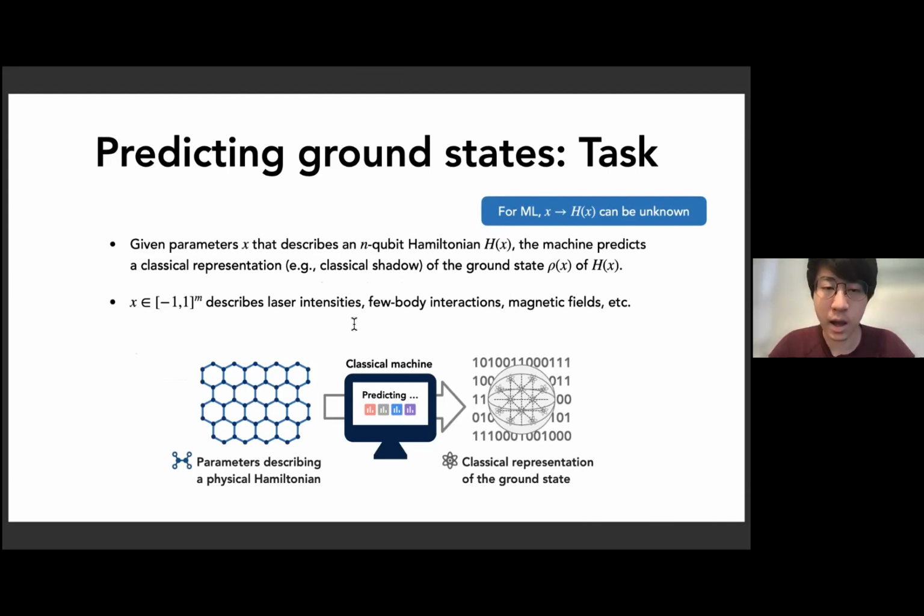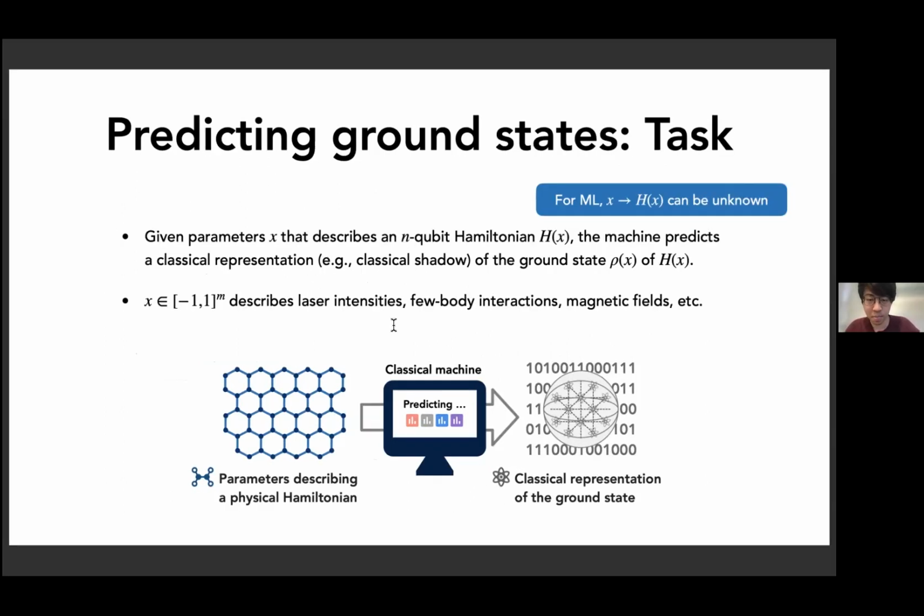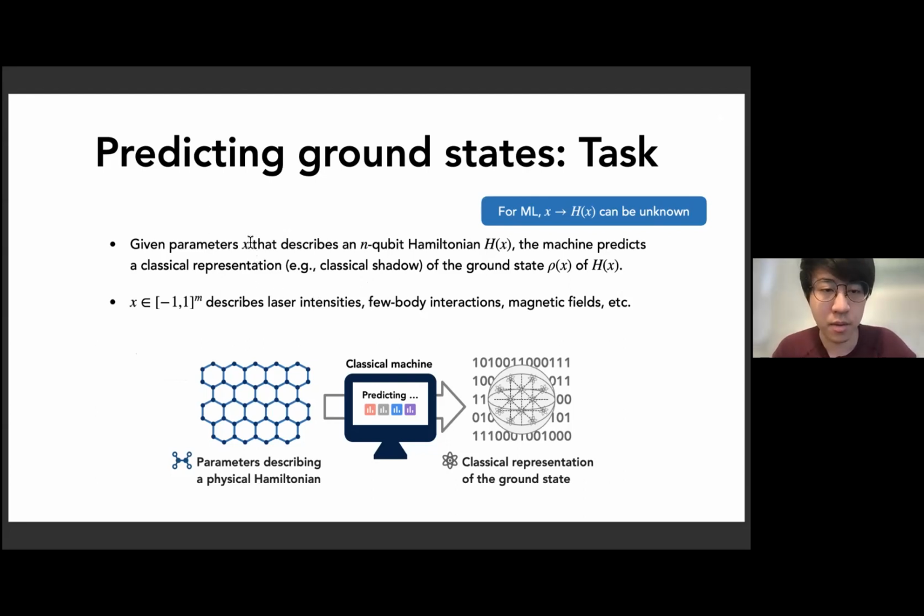We're given some parameters x, which is a high dimensional vector that describes an n-qubit Hamiltonian h of x. The goal of the machine is to predict a classical representation of the ground state for this Hamiltonian h of x. Here one should think of this x, say, as an m-dimensional vector. We normalize them, so it's all between -1 and 1. And each of these different entries corresponds to some description that specifies the Hamiltonian. For example, some of the entry could describe the laser intensity, some of the dimension describes the few-body interaction, some of them describe magnetic fields, etc.